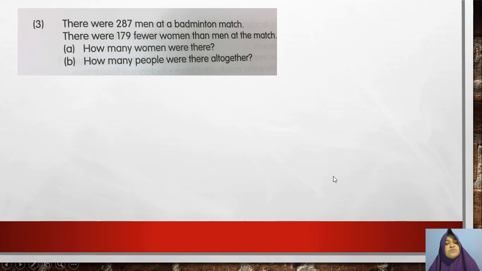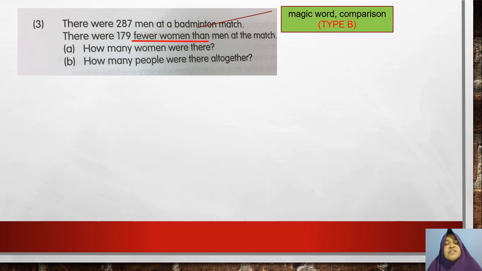Number 3. There were 287 men at the badminton match. There were 179 fewer women than men at the match. A: how many women were there? B: how many people were there altogether? Read the first sentence and then the second sentence. Fewer women than. It means magic word and comparison.